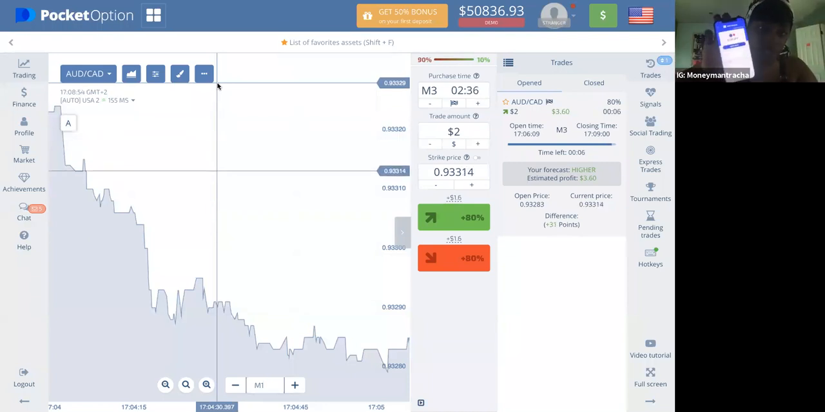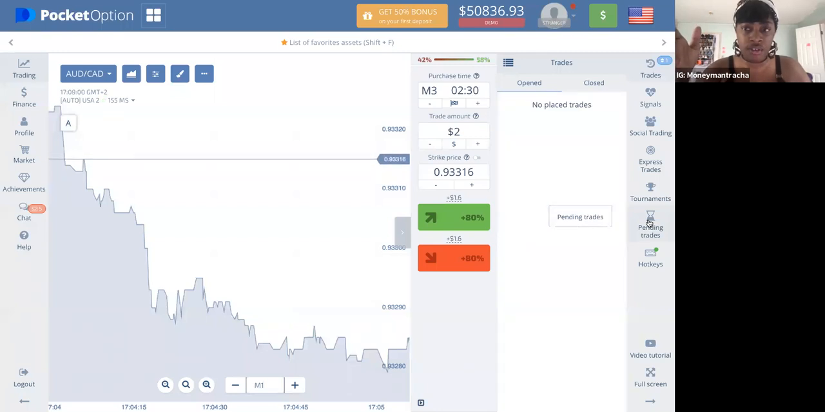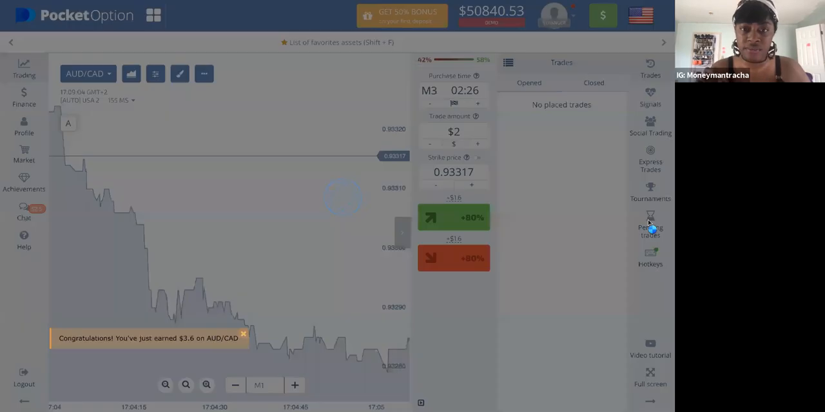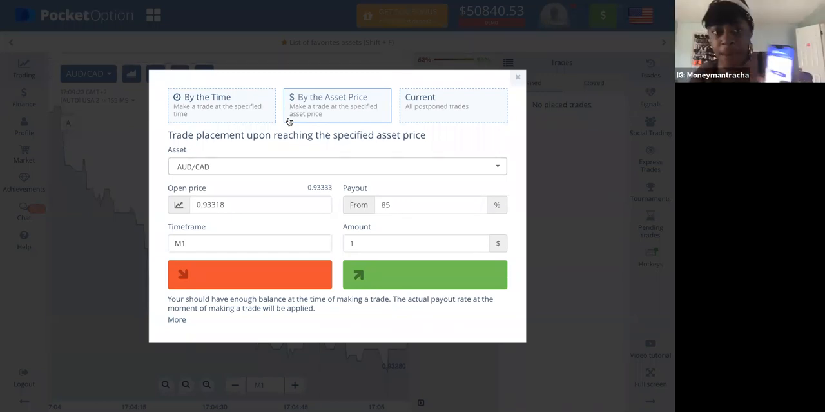So you're going to get a text from the Swipes app, you want to open it up and plug this in. On the right panel, you click pending trades on Pocket Option. And we don't want to do it by the time, we want to do it by the asset price because they're giving us our entry point. So step 1, click pending trades. Step 2, click by the asset price. Now, the information that you got from your Swipes app, you're going to plug it in right here.